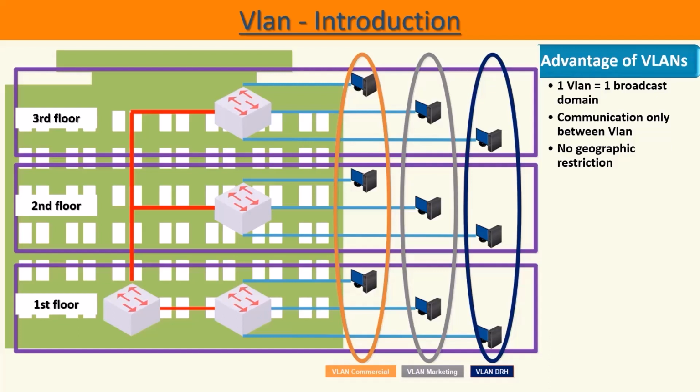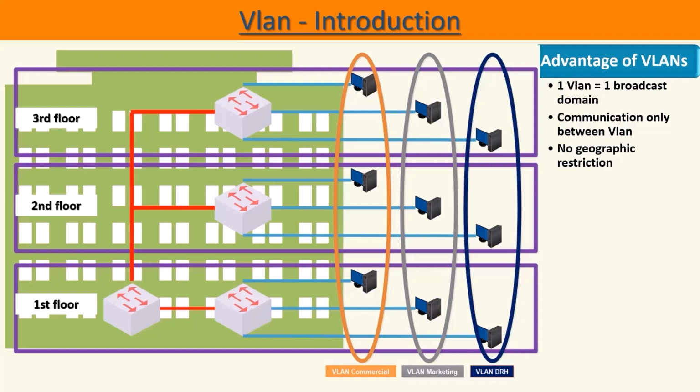As you can see from this topology, we have users in the commercial VLAN who are on the 1st, 2nd, and 3rd floors. In this example, users of the same service are grouped by VLAN, but we could very well have used the VLAN to separate different types of traffic. For example, a VLAN for all printers, a VLAN for all servers, and even a VLAN for all users.